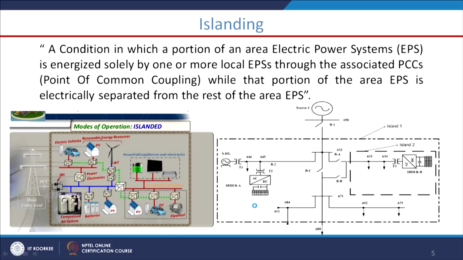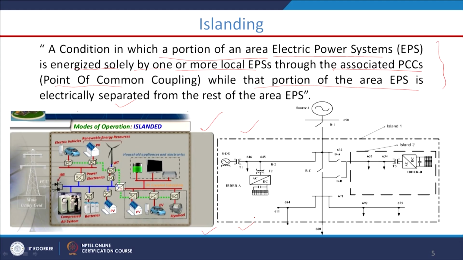According to the IEEE standard, islanding is a condition in which a portion of an area electric power system, that is EPS, is energized solely by one or more local EPS through the associated PCC, that is point of common coupling, while that portion of the area EPS is electrically separated from the rest of the area EPS. You will understand this statement from these two figures. These two figures will help us understand what islanding basically is.